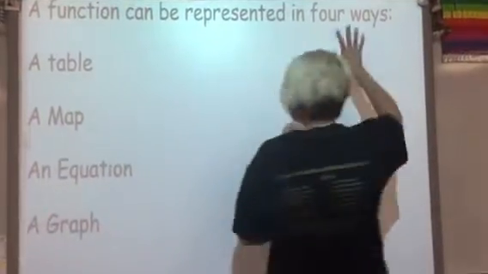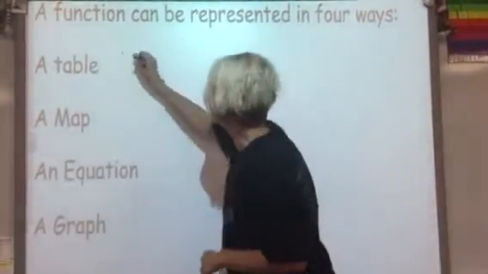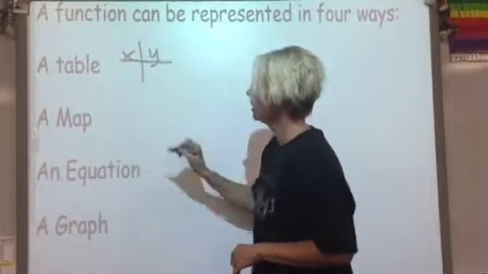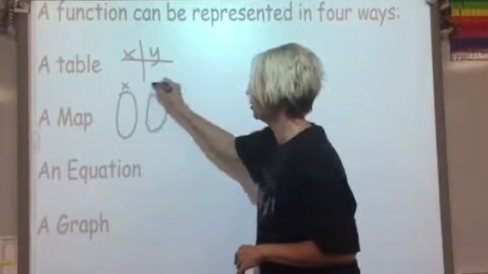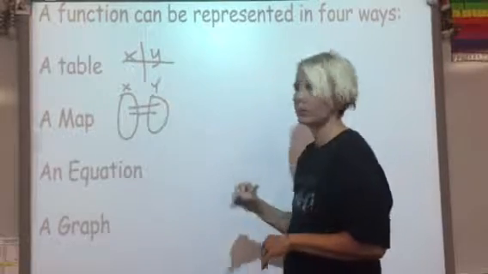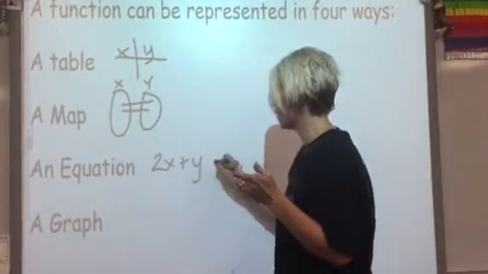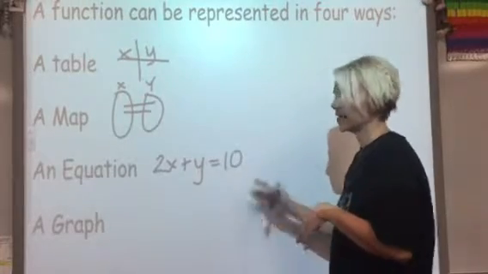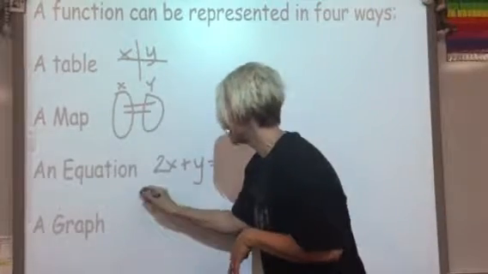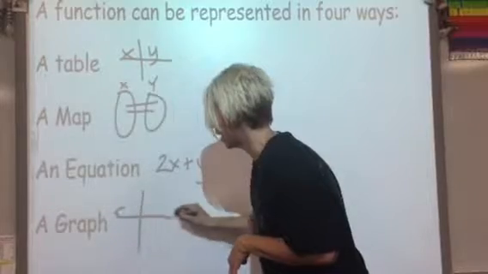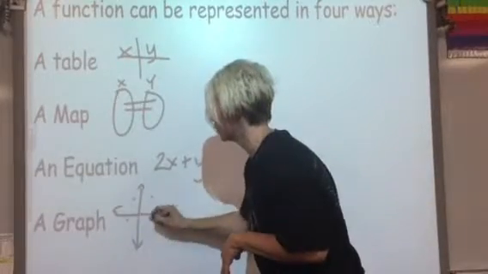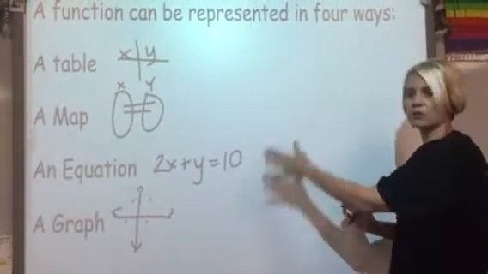All right. So a function can be represented in 4 ways. A table, which we call an XY table. A map, which you've been doing some work with, looks something like this, and you connect the points. An equation, which was just like what we did here, 2x plus y equals 10. That's an example of an equation. Or a graph, where you actually have a physical x and y axis, and you have points on the grid. So you can have a function in any of those 4 ways.